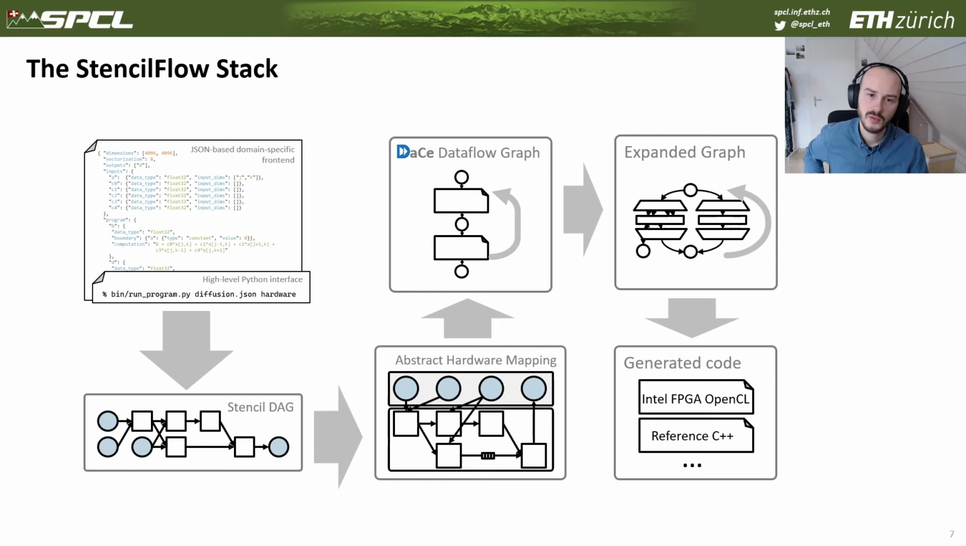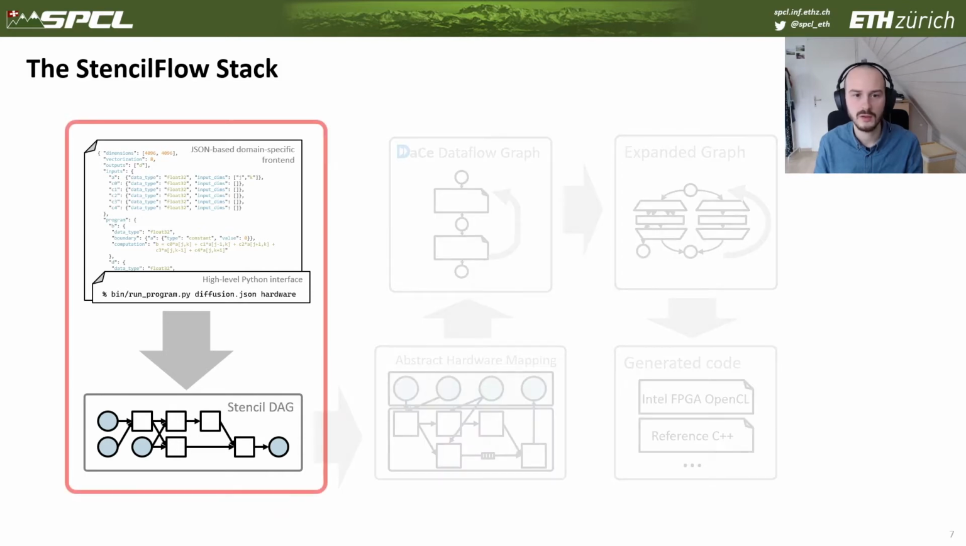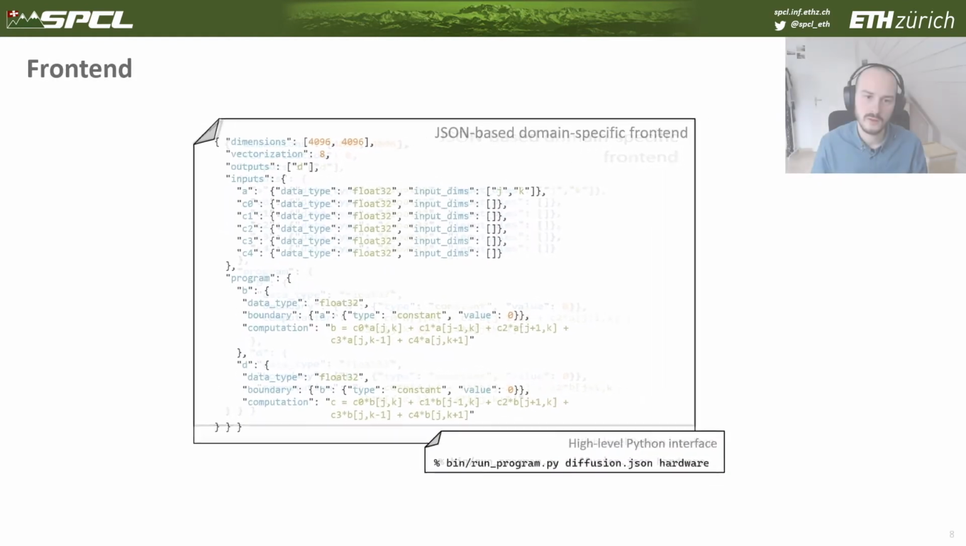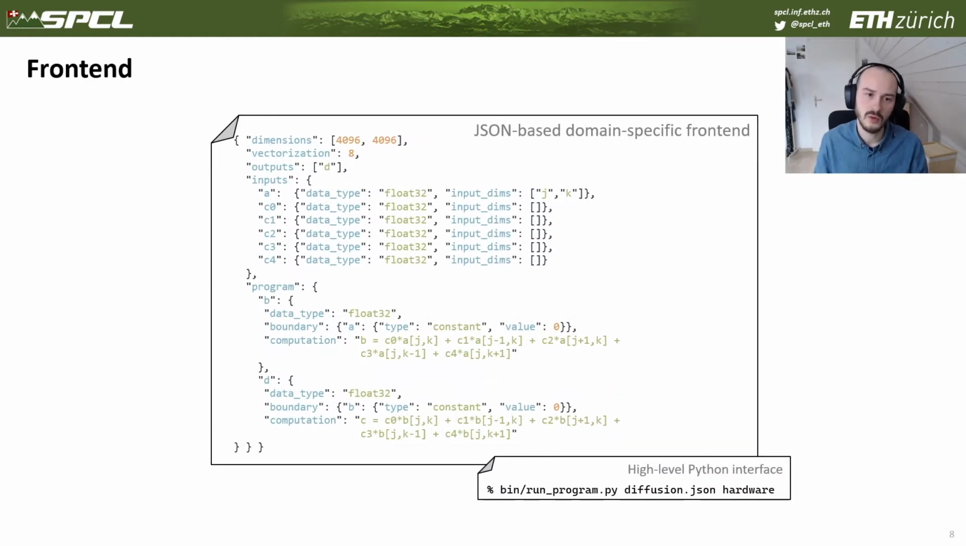Now the StencilFlow stack operates on this type of program and has a number of components. I'm going to highlight some of the most interesting points of a few of them. So like I mentioned, the idea would be that this should be used by a high-level user. So at the top of the stack, we have a JSON-based domain-specific frontend, which is usable via Python. So the idea is to only require the minimum number of inputs to be specified by the user in order to recover the actual stencil program.